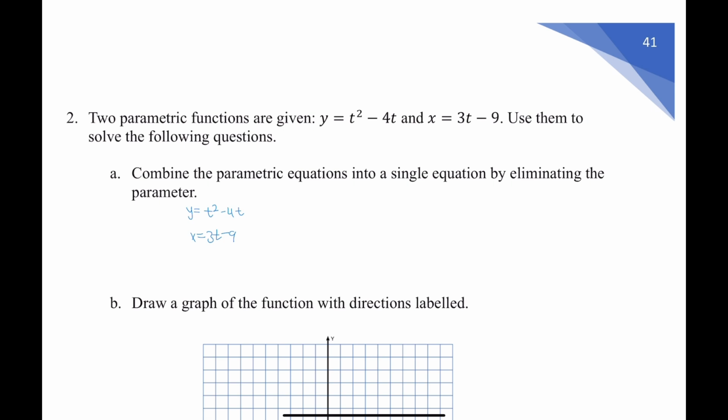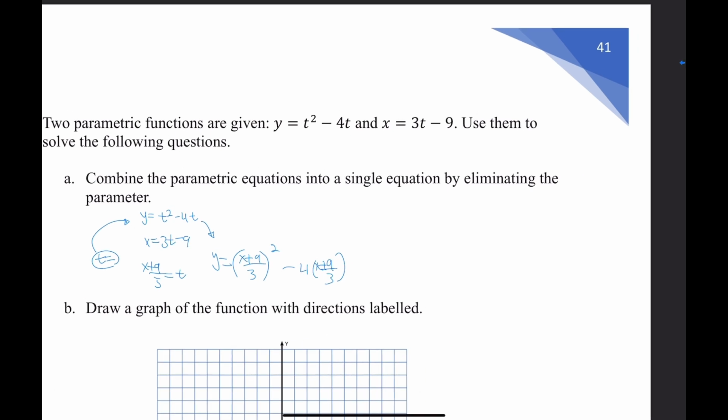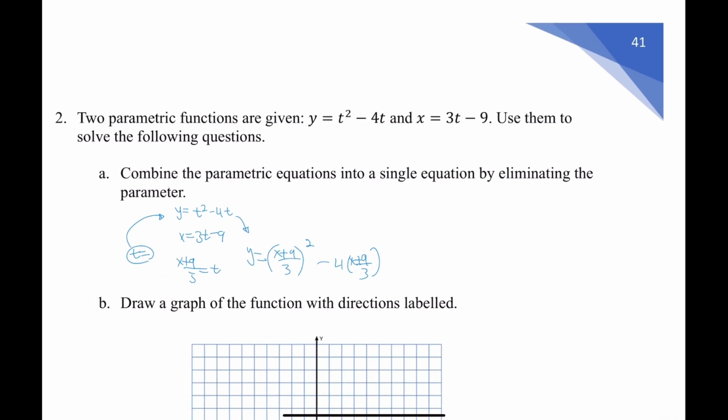So we have to present a form of t equals so that we can fit the t equals into the first equation. And obviously it's a little bit simpler for us to eliminate the parameter in the second equation, right? So (x plus 9) over 3 is going to be t. So let's plug in t to y equals, so that we can put y in terms of x. So y equals ((x plus 9) over 3) to the power of 2 minus 4 times (x plus 9) all over 3, right? So this is going to be our equation. This is basically it, unless you want to simplify further, but it's not required.